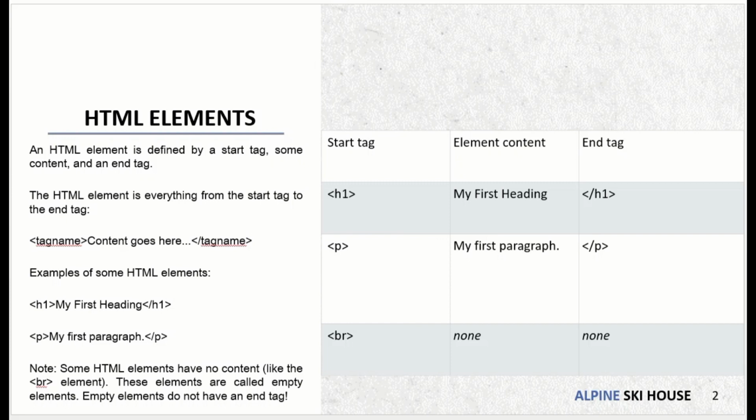We discussed all this in our previous videos. But take note, some HTML elements have no content, like the break element, which is the BR. These elements are called empty elements. They do not have an end tag, just like your P, which has an end tag, and your H, which has an end tag. In the picture beside there, see the start tag, the element content, and the end tag. Your H1 here is a start tag, then your element content, whatever you want to put in your content, then you end it with your end tag. While your P, which is a paragraph, you have your element content, whatever you want, then you close it. But for BR, which is the break, it has no content and it has no end tag.